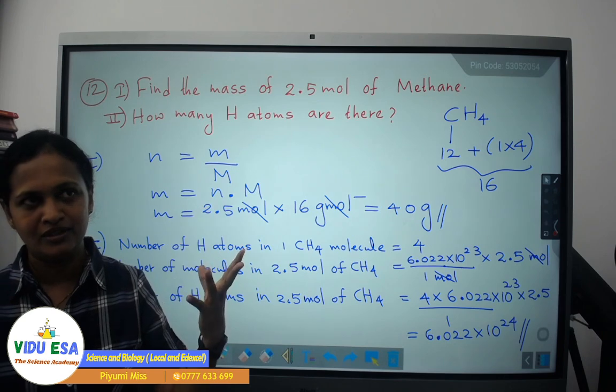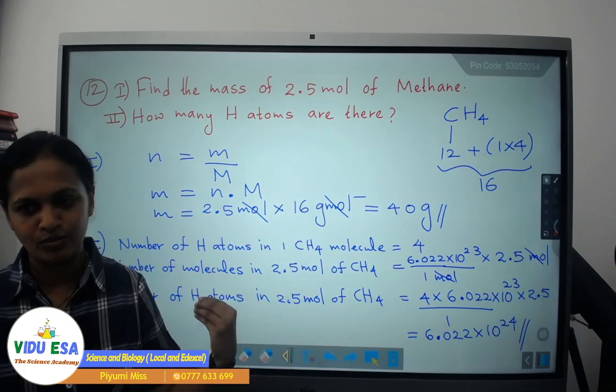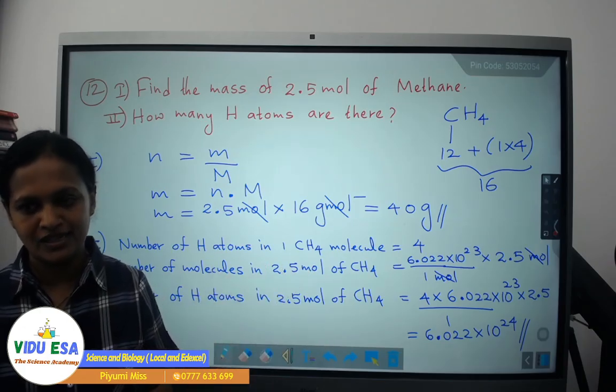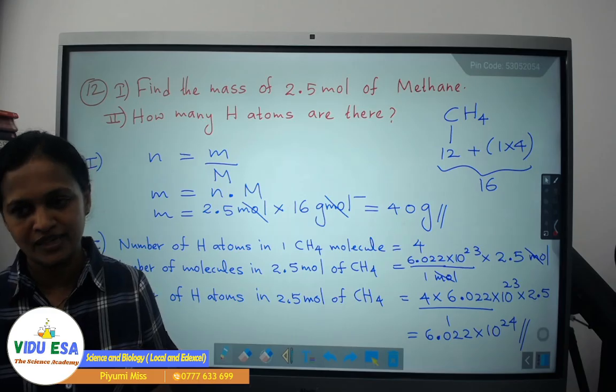What is a mole? When we take the relative atomic mass in grams, or when we take the relative molecular mass in grams, it is equal to 1 mole. 1 mole means Avogadro constant of basic units.